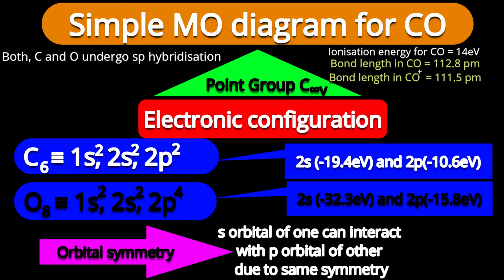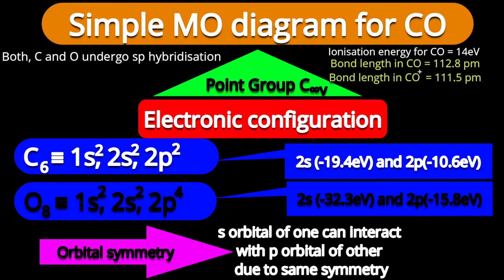The electronic configuration point you will easily understand. I would like to bring your attention towards the energy levels. Four energy levels are represented there. Out of those four orbitals, the lowest energy orbital is the 2s orbital of oxygen, and its energy is minus 32.3 electron volt. Afterwards, the next higher energy orbital is the 2s orbital of carbon. Its energy is minus 19.4 electron volt.